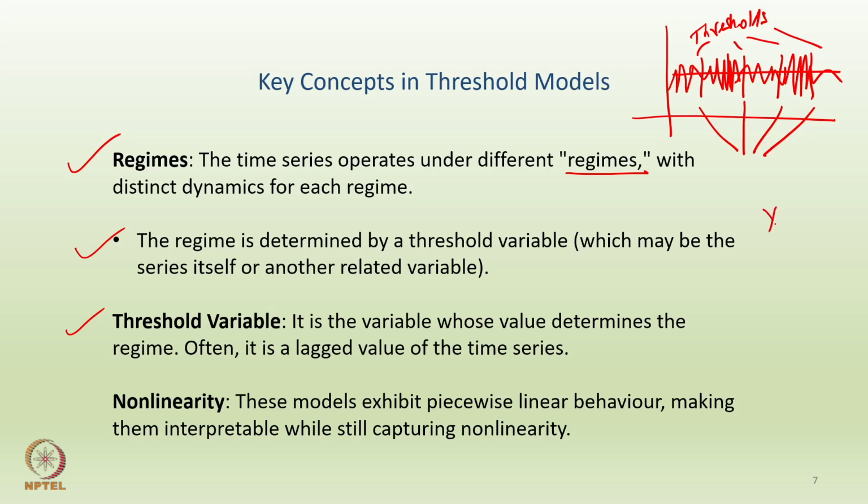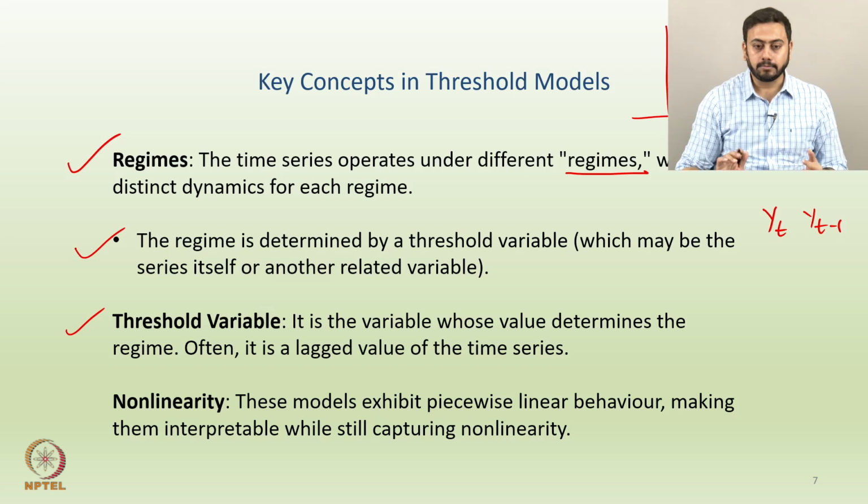So, if you have yt, then yt minus 1 could be a threshold variable, or yt minus 2 might be a threshold variable. As the time series progresses from yt minus 2 to yt minus 1 to yt, one can see different dynamics in the underlying time series.